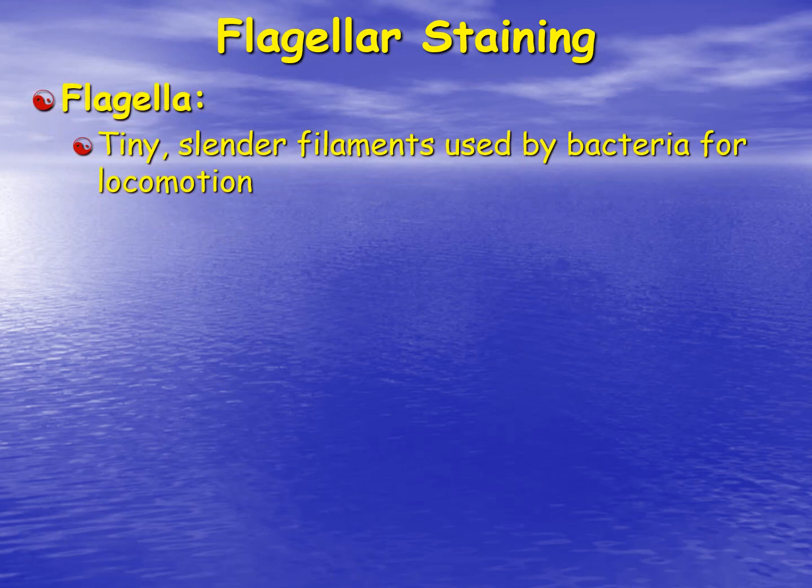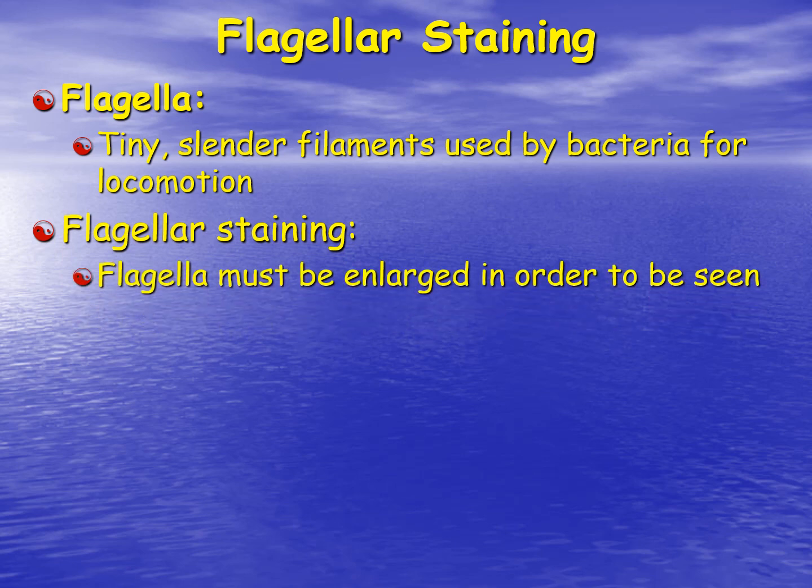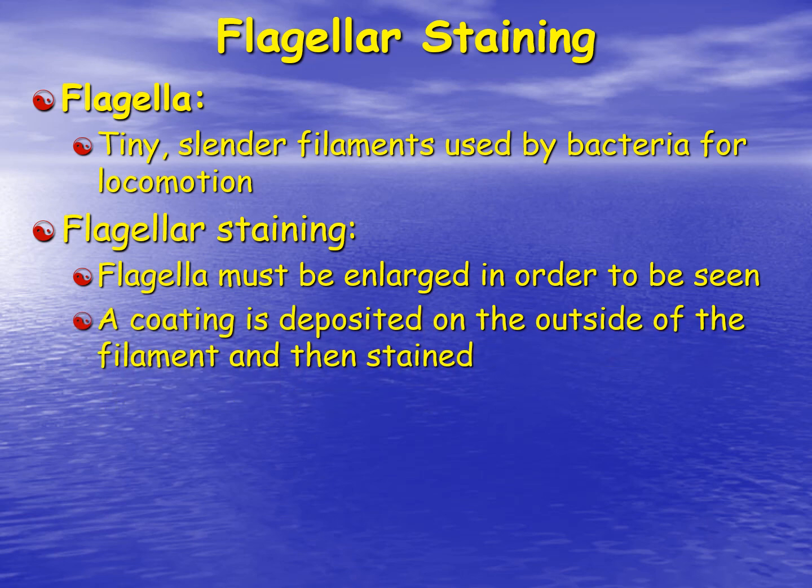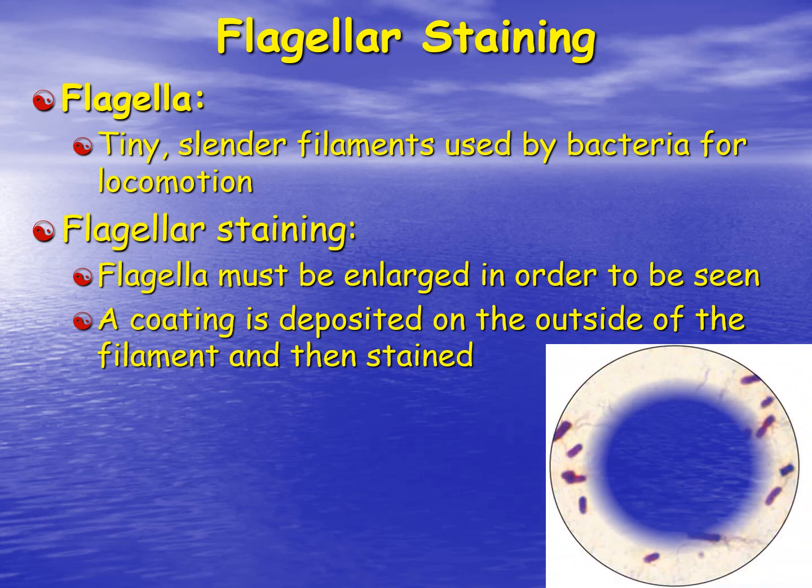Flagella. These are tiny cylindrical filaments of protein used by bacteria for locomotion, and we'll talk about them a little bit later on. The flagellar stain, because these flagella are so thin, they have to really be highlighted in order to be seen. And so what we're going to do is we're going to use a mordant, and the mordant in most cases is going to be iodine again. And this coating or highlighting then is deposited on the outside of the filament and enlarges it enough so that we can actually see it.